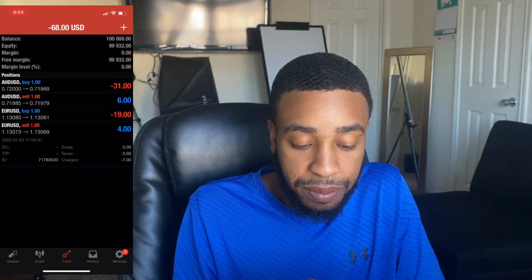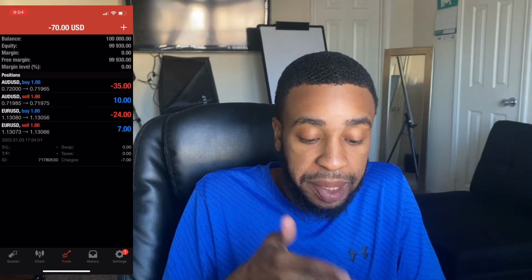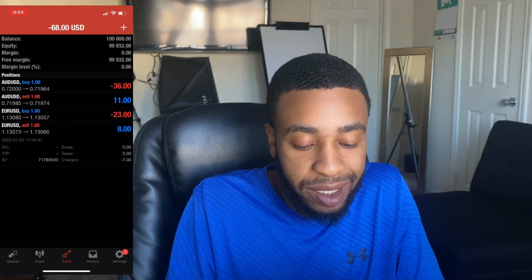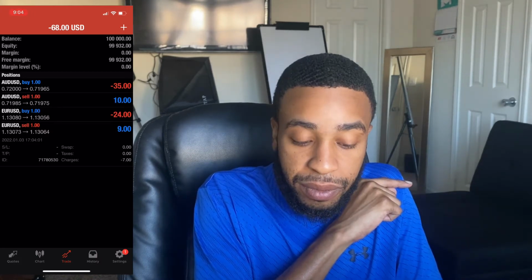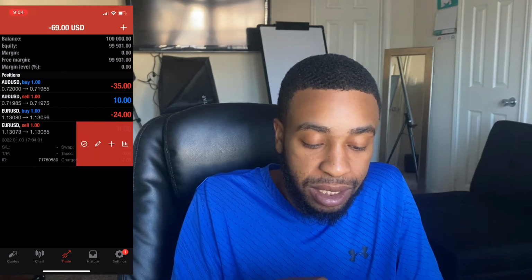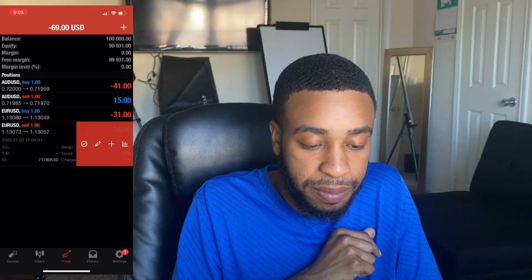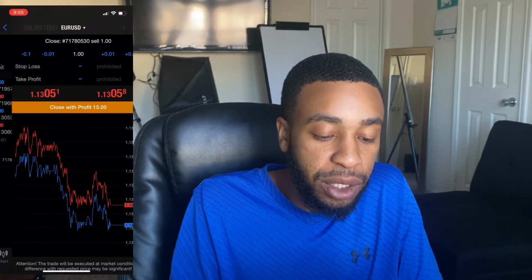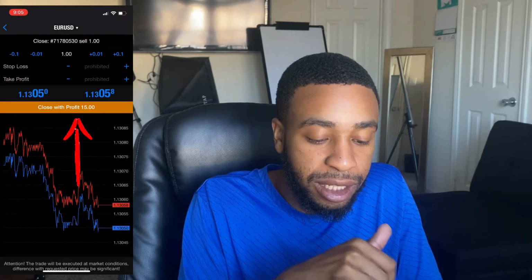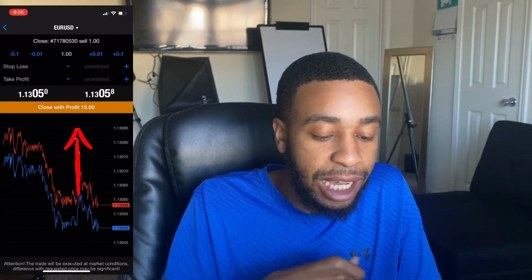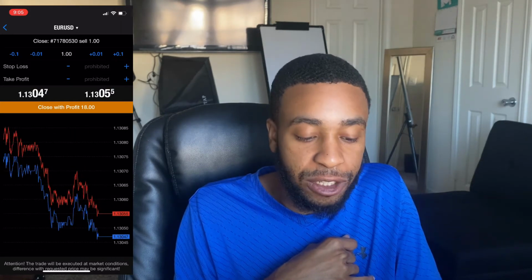You're going to find out which pair is in blue. Blue means profit. You're going to swipe to the left, okay? When you swipe to the left, you want to look for that check mark, right? Right there. I'm going to select the check mark. It now shows if you were to close out the entire trade, you will be closing with a profit of whatever the dollar amount is, which is currently 20 something dollars, right?